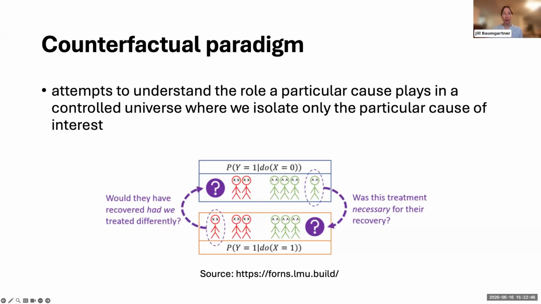In this case, if you have a set of people with a disease, some of whom are treated, for example, so they get a drug for that disease, and we follow treated and untreated people over time and assess an outcome, maybe mortality, you can ask the question: for those who died and were not treated, would they have recovered if they were treated differently? And then we can ask: for those who received treatment and survived, was this treatment actually needed for their recovery?